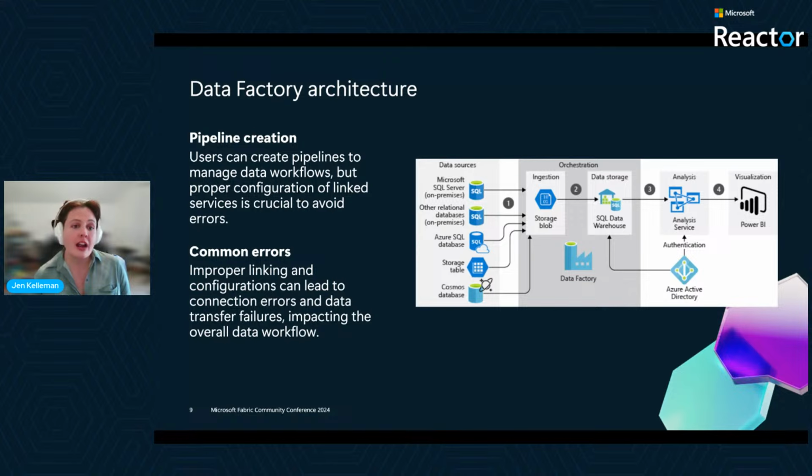For example, a common error users may have is a misconfigured linked service. And when this happens, it can cause a pipeline to fail silently. And this could require debugging that may take up to hours. So just as a quick check, how many of you have built at least one pipeline in Fabric?